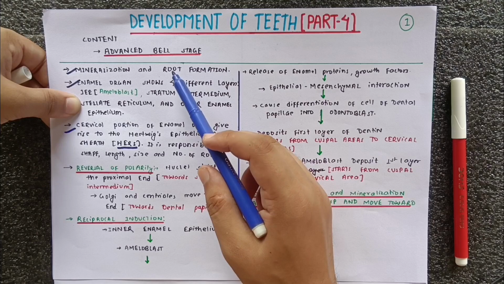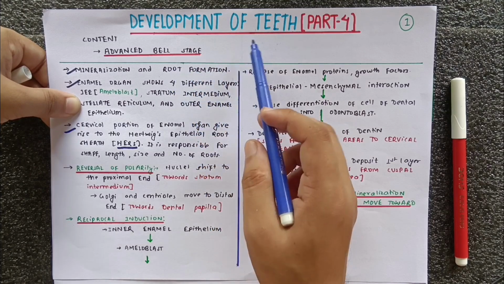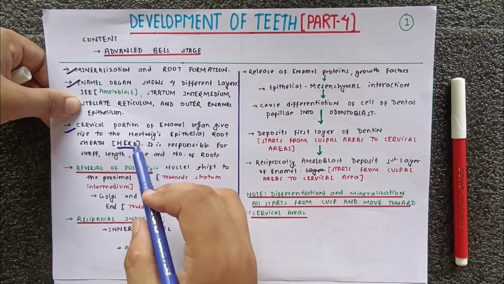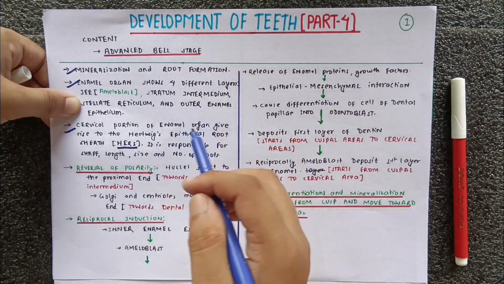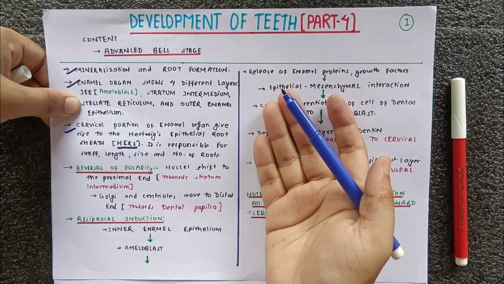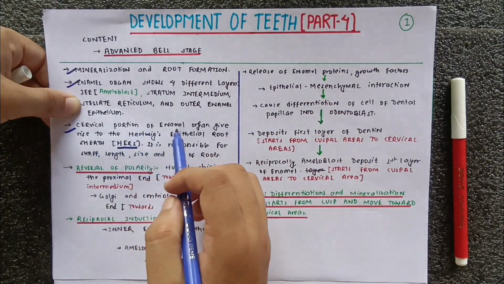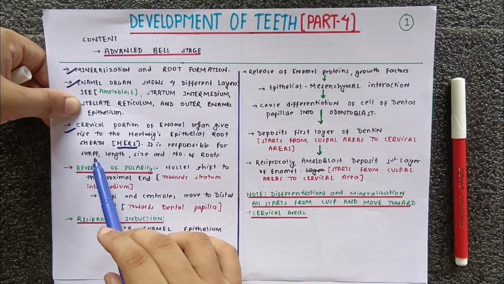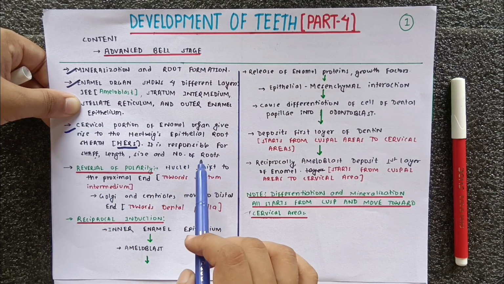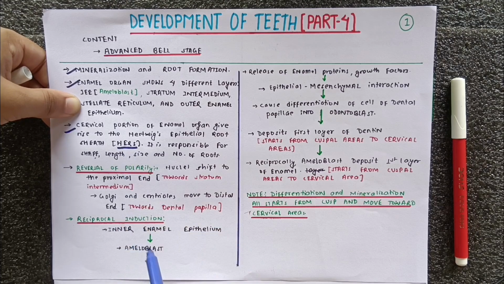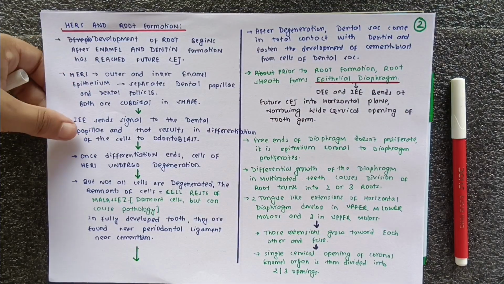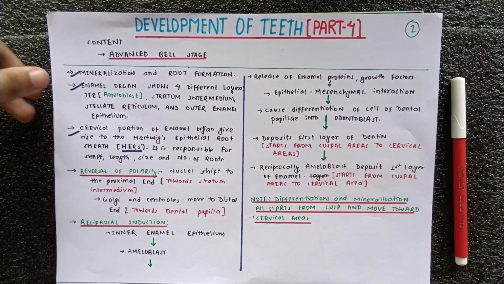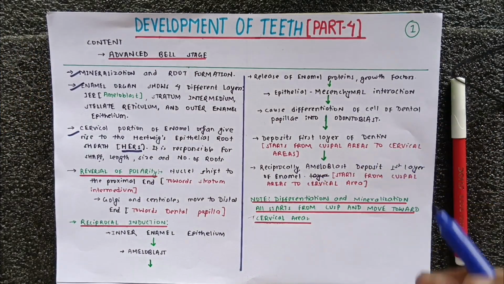As I have written here, the development of the root takes place in this advanced bell stage. The Hertwig's epithelial root sheath is what gives rise to the formation of the root. The cervical portion of the enamel organ gives rise to it, and it is responsible for the shape, length, size, and number of the roots. I will discuss HERS in the next paper, where I have prepared a proper flow chart so that you can remember easily and write it in your university level examination.